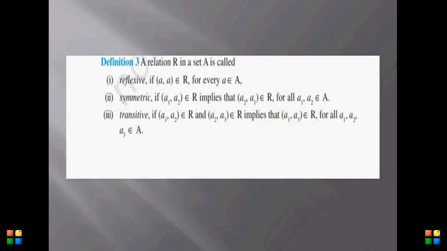Next, a very important definition. A relation R in a set A is called reflexive if (a, a) belongs to R for every a belongs to A. Second, symmetric if (a1, a2) belongs to R implies that (a2, a1) belongs to R for all a1, a2 belongs to A. And lastly, third one, transitive if (a1, a2) belongs to R and (a2, a3) belongs to R implies that (a1, a3) belongs to R for all a1, a2, a3 belongs to A. So here a relation R is called reflexive, symmetric and transitive.